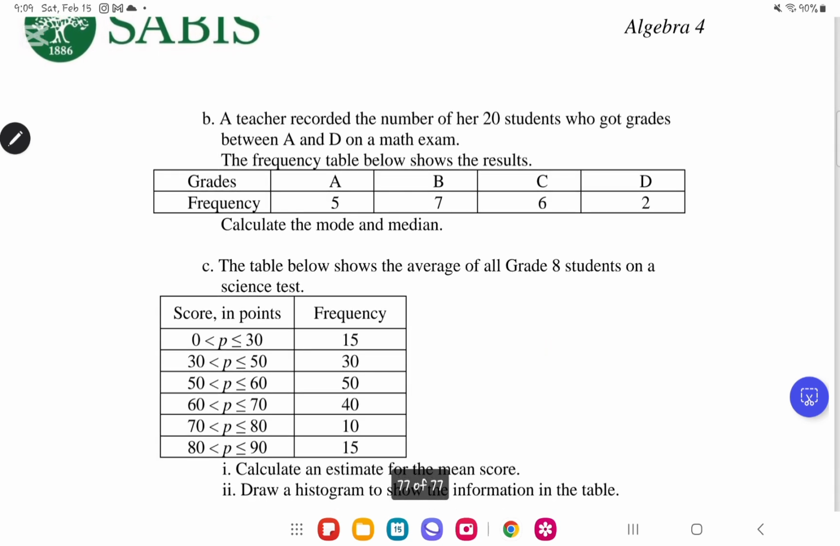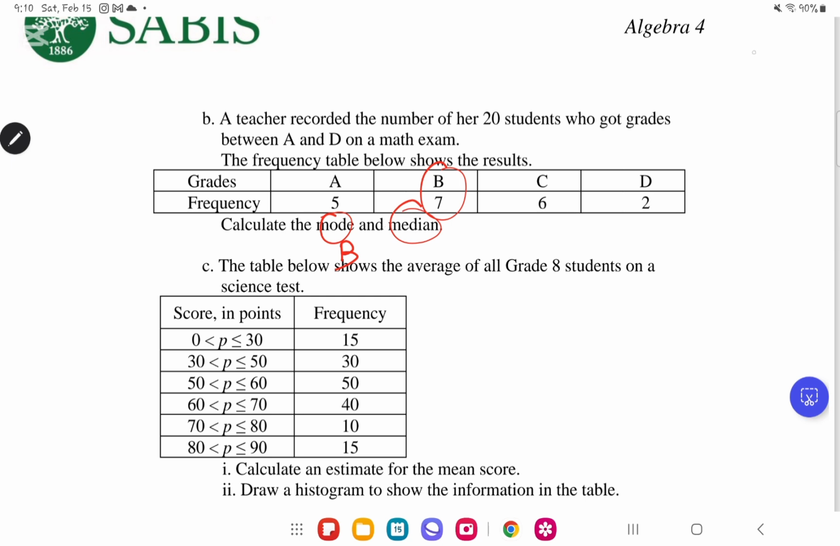A teacher recorded the number of her 20 students who got grades between A and D on a math exam. The frequency table below shows the results. They want us to calculate the mode and the median. To find the mode, it means the most occurring thing, so it has to be the thing with the highest frequency. The thing with the highest frequency is B, so the modal grade is B.